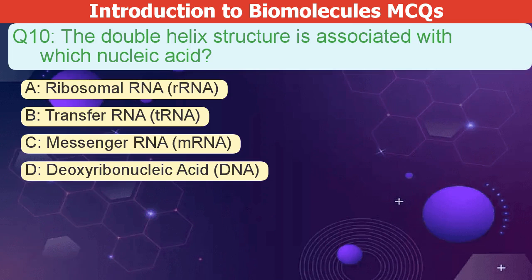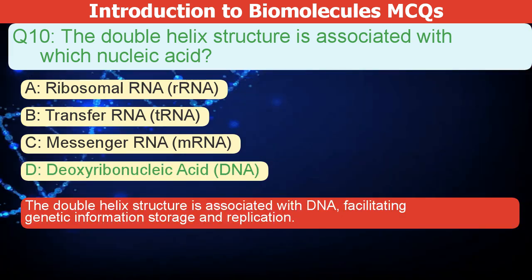The double helix structure is associated with which nucleic acid? A. Ribosomal RNA. B. Transfer RNA. C. Messenger RNA. D. Deoxyribonucleic acid. The correct answer is D. The double helix structure is associated with DNA, facilitating genetic information storage and replication.